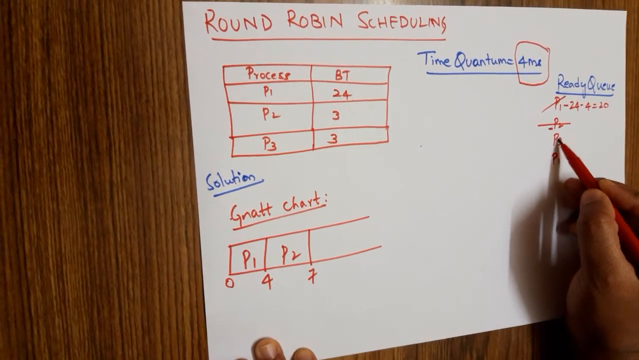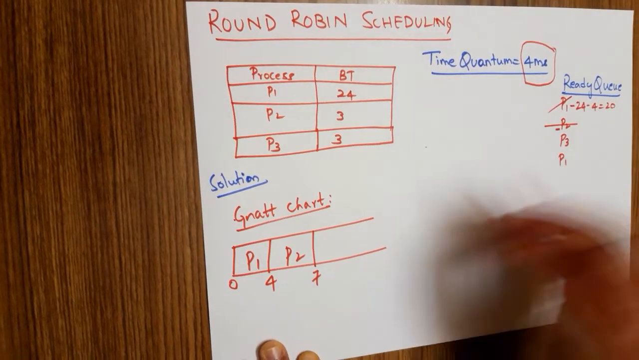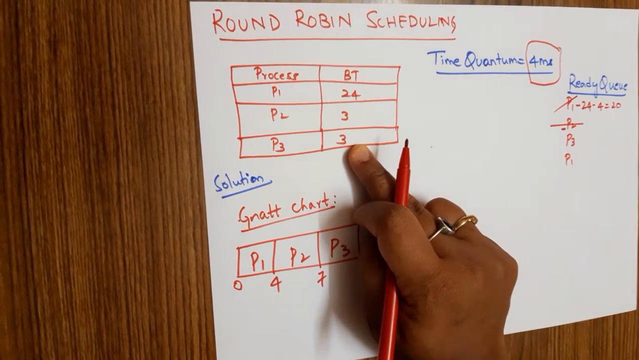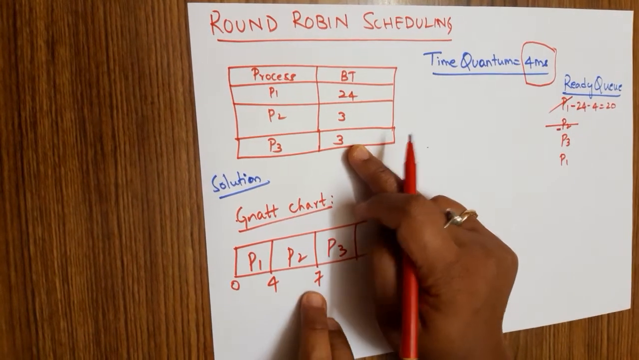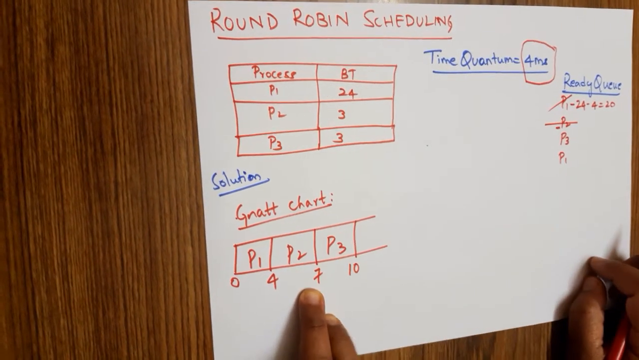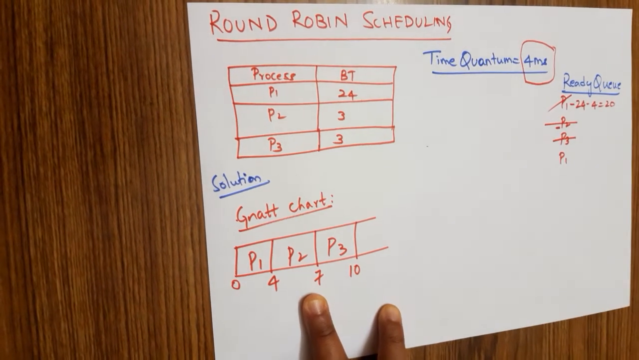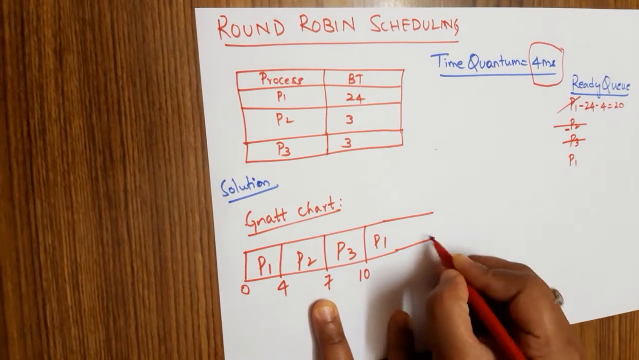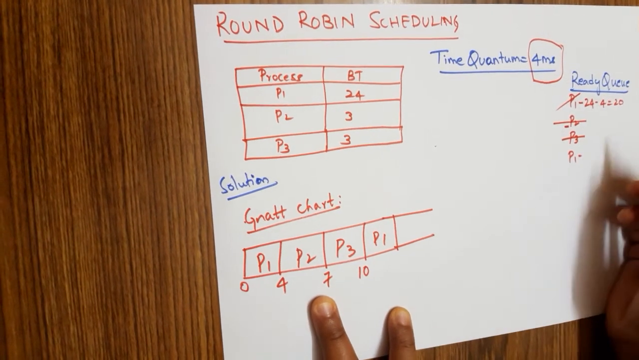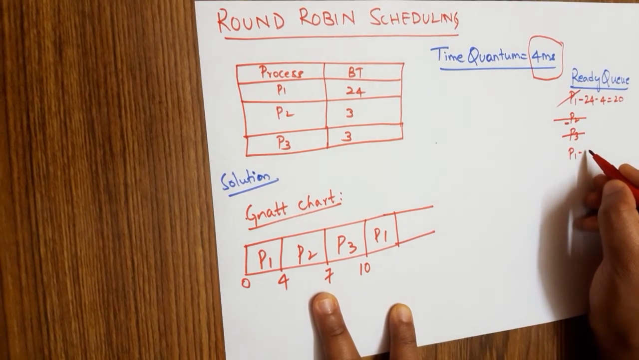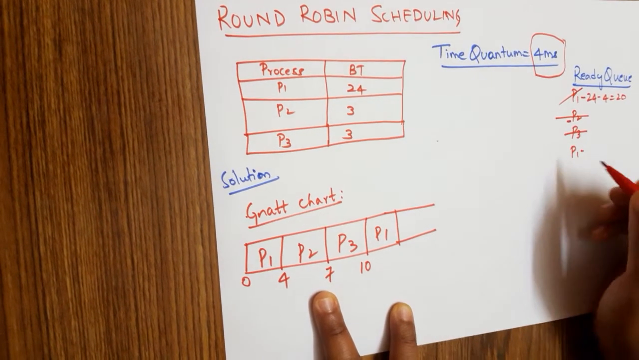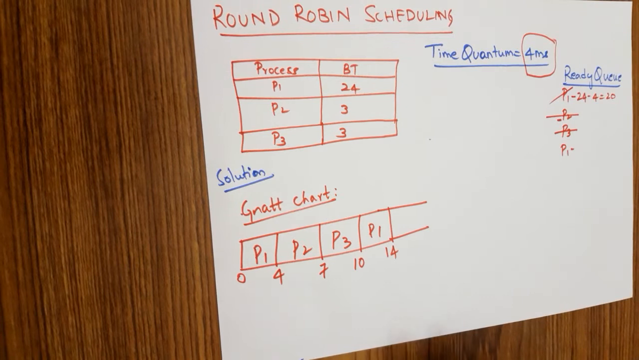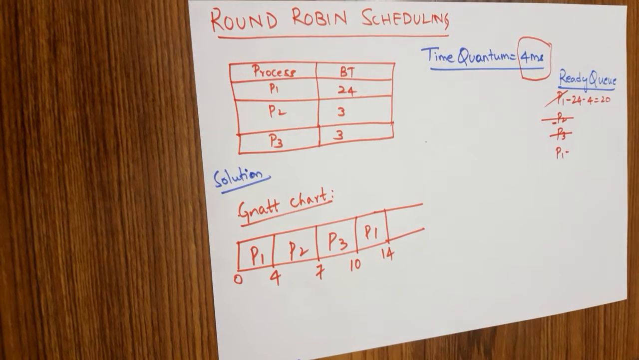Next, I can see that process P3 is in the queue. I'll check the burst time, how much it requires. That is also only 3 milliseconds. So process P3 will execute for the next 3 milliseconds, up to 10. It will also complete its execution and go away. Next, I have process P1 here. For the next 4 milliseconds it will execute. So 10 plus 4 equals 14 milliseconds.